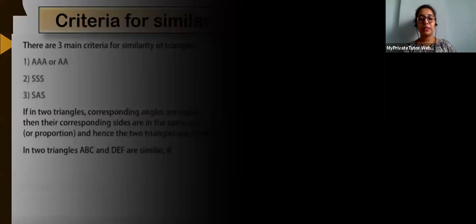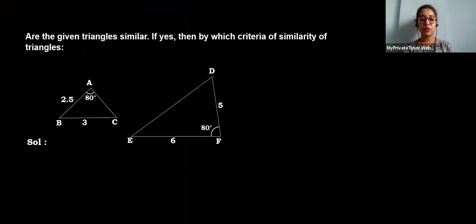Okay, let's move to some questions now regarding criteria. The first question is, which criteria of similarity of triangles is used here? It can be the AA test, or it can be the SSS test, or it can be the SAS test. Now let's see which of the criteria can be used over here. You can see that two sides are given.